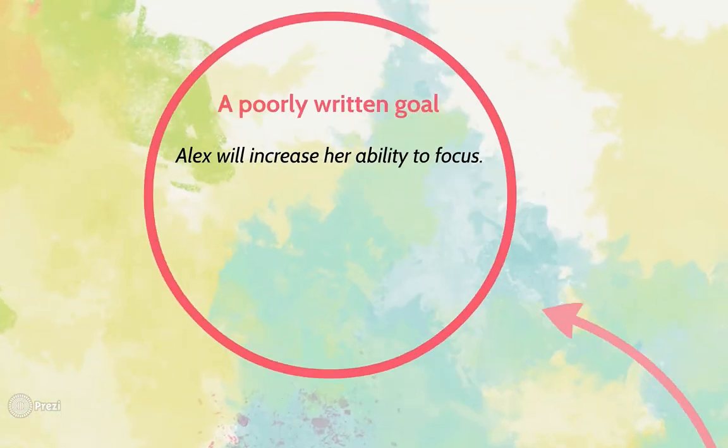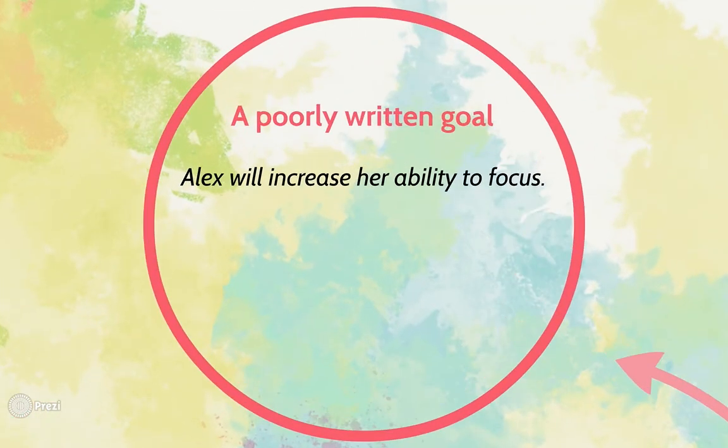So let's get started. You've probably all seen a goal like this in IEPs that you've received from previous years. Something like "Alex will increase her ability to focus." Now, some things that are wrong with this goal include the fact that there's really no baseline in here. You don't know what her ability to focus was before. There's nothing really that you can measure that would be accurate across multiple settings. So we're going to learn how we would take a goal like this and turn it into a really great goal.